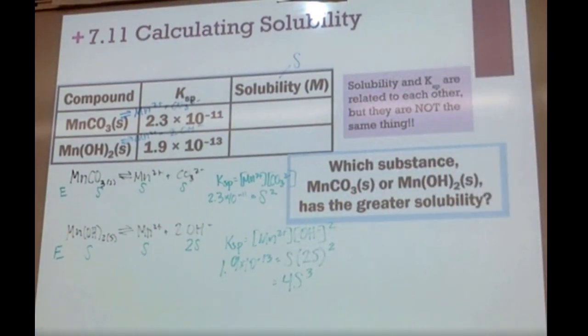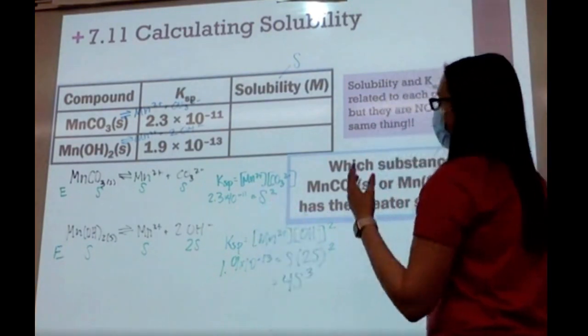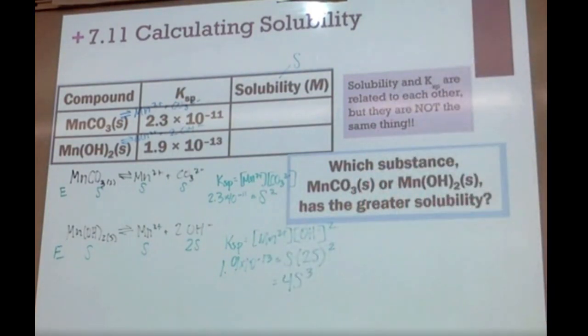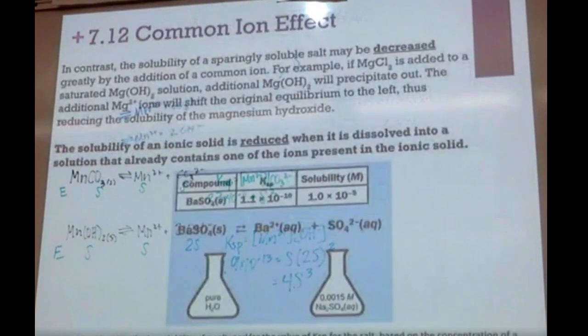And so because the ratios are different, solving for solubility is also different. So solubility and Ksp are related to each other, but they are not the same thing. If you need to review calculating solubility more, again, this was the second half of Unit 8 in our notes.